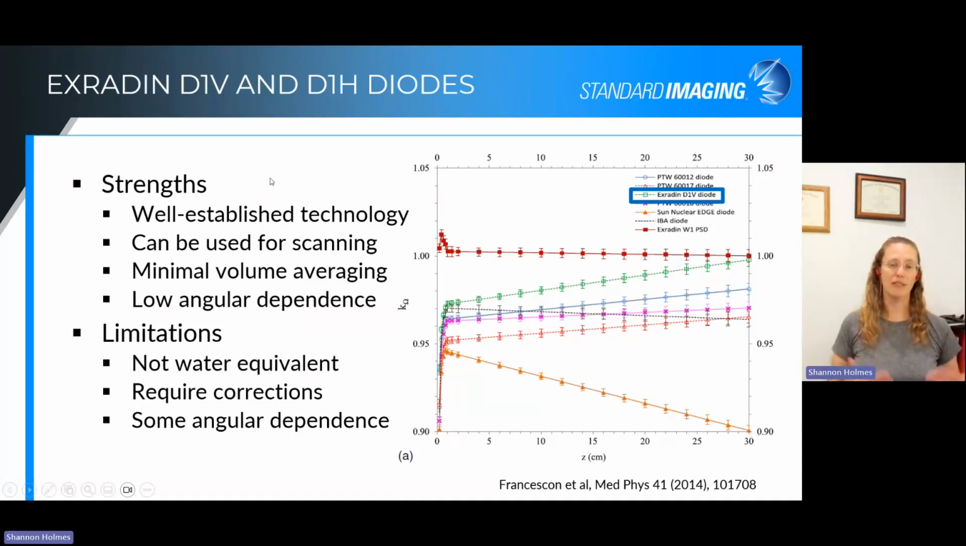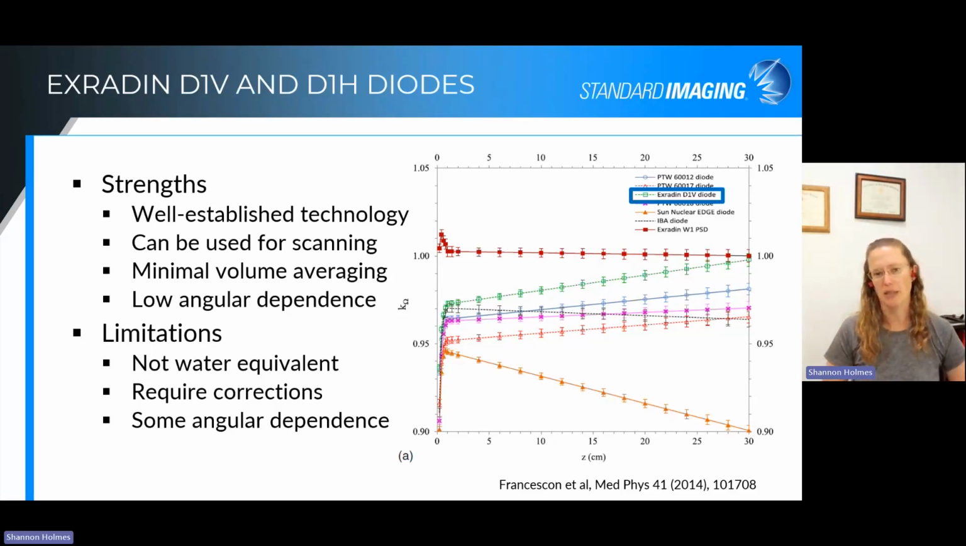So strengths of our diodes, they are well-established technology. Diodes have been used, these diodes in particular have been used for years. You can use them for scanning your small fields. They do have minimal volume averaging with just that 1 millimeter active area.